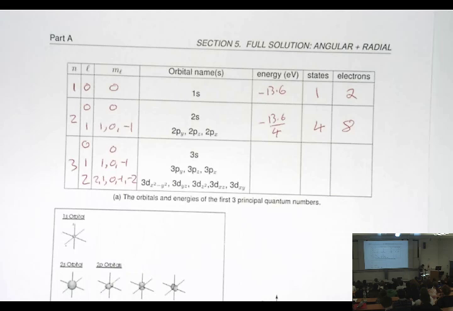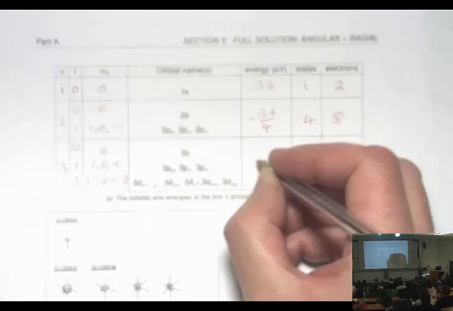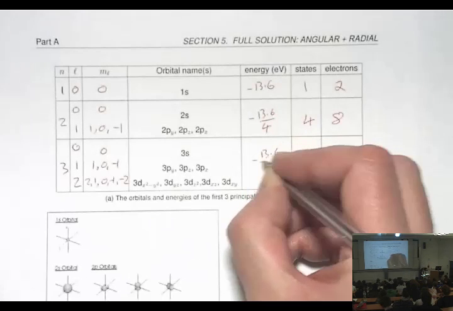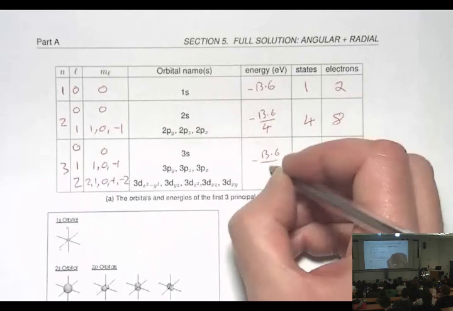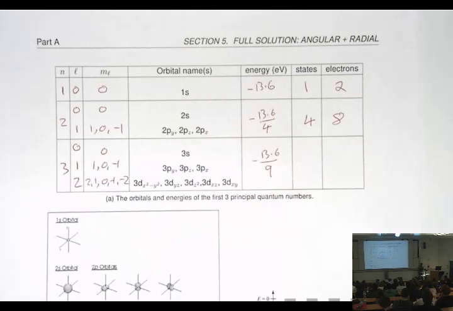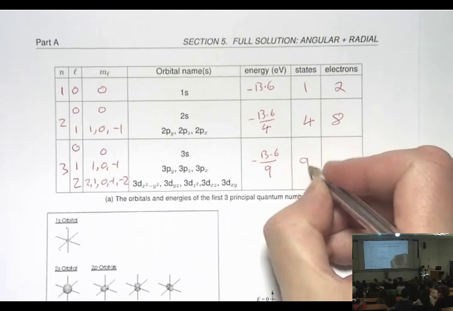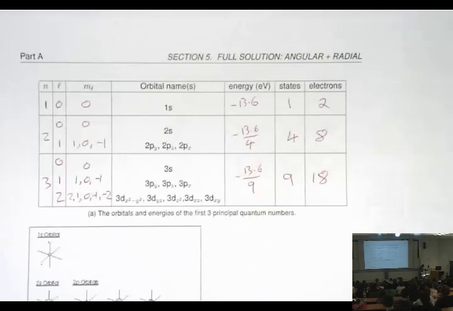Don't worry about that. So what's the energy? It's minus 13.6 divided by 3 squared, which is 9. How many states have I got? 1, 2, 3, 4, 5, 6, 7, 8, 9. I've got 9 states, so I can fit 18 electrons in there.